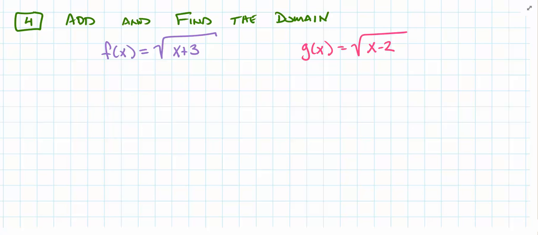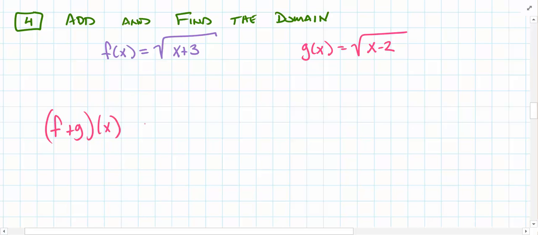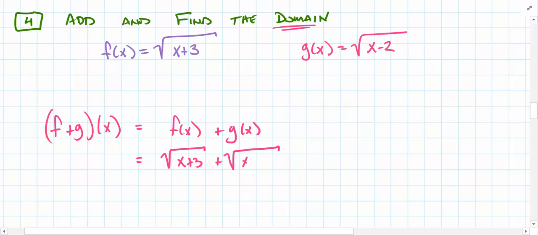For example here, I want to take f plus g of x and find the domain of that. So I want to get this answer and then find the domain. Well, I know that this is just f of x plus g of x. That part's easy, right? What's f of x on the screen? That's the square root of x plus 3. Good. G of x, what's that? That's the square root of x minus 2. So this thing right here represents f plus g of x.